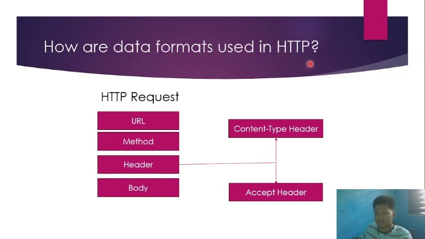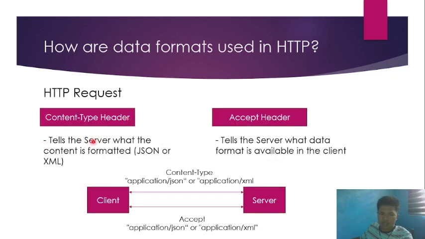So how are data formats used in HTTP? In the last lesson, we discussed the HTTP request. We have the four main components of an HTTP request, and we just want to focus here on the header. Within the header, there are two types of headers: the content type header and the accept header. The content type header tells the server that the content is formatted in a particular way.